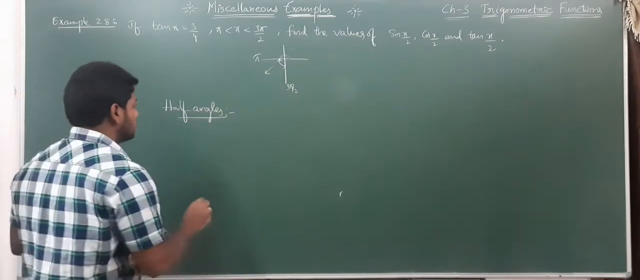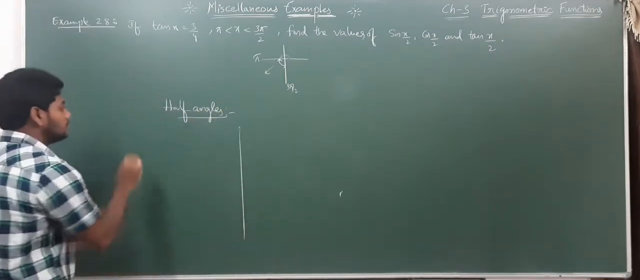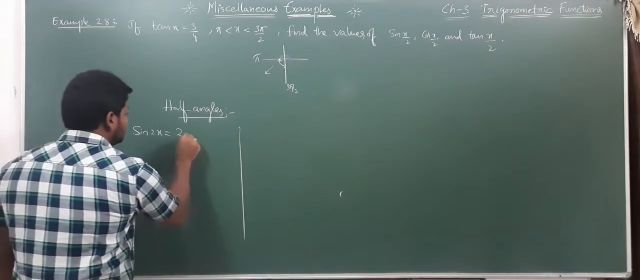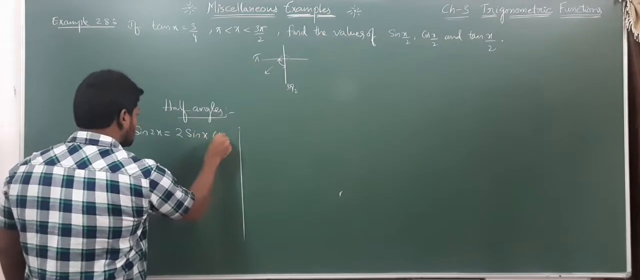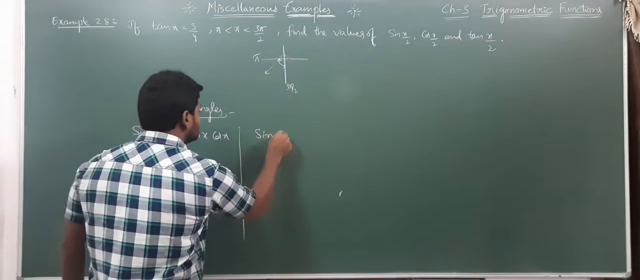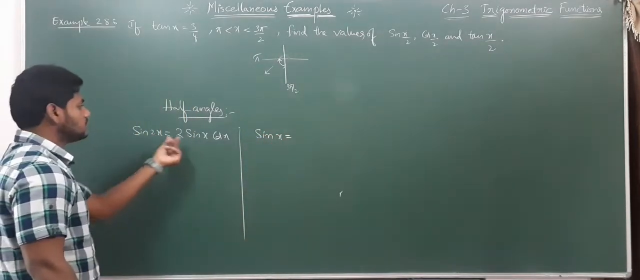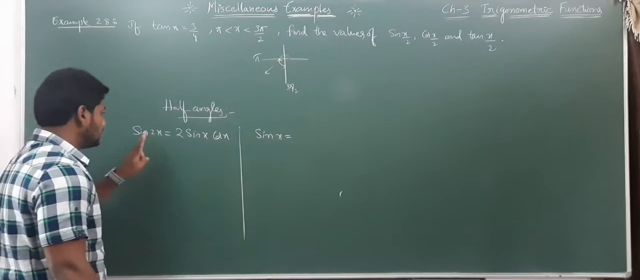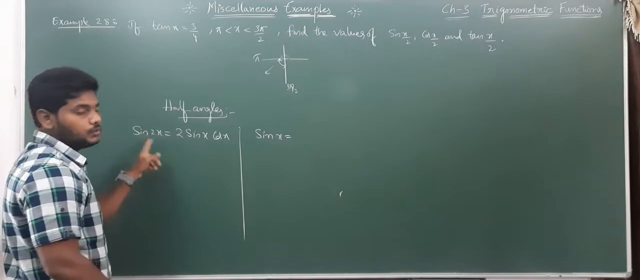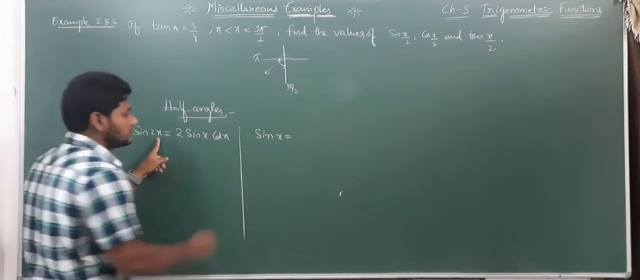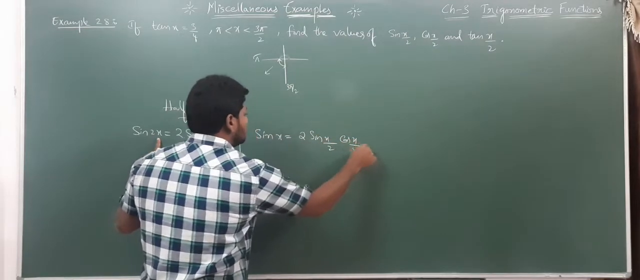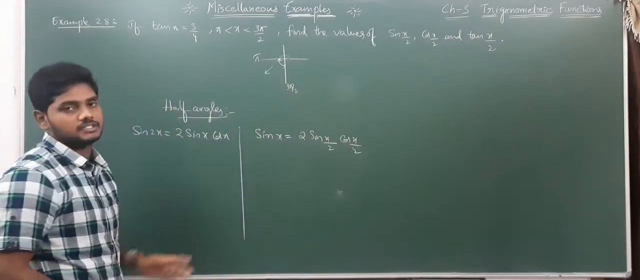Off angles. For example, we know some of the formulas like sin 2x. What is the formula for sin 2x? We know that it is 2 sin x cos x. But when it comes to half angles, we can also write sin x like this. Sin 2x means 2x, so 1x is nothing but half of this, 2x by 2. So then the formula will become 2 sin x by 2 into cos x by 2. So you need to remember this.